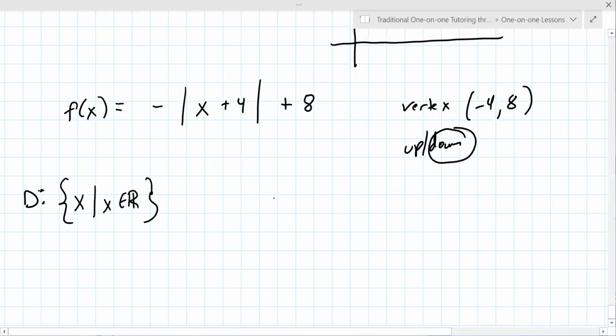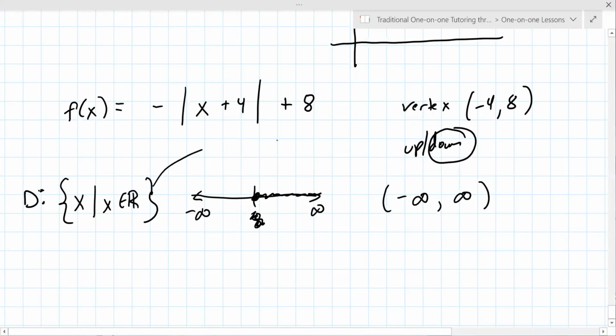That is it. Now, how do you express that in interval notation? 8 and then to infinity? But if it's 8 to infinity, that leaves out all these other numbers. Wait a second. That's because it's negative. It's going to be negative infinity to 8.